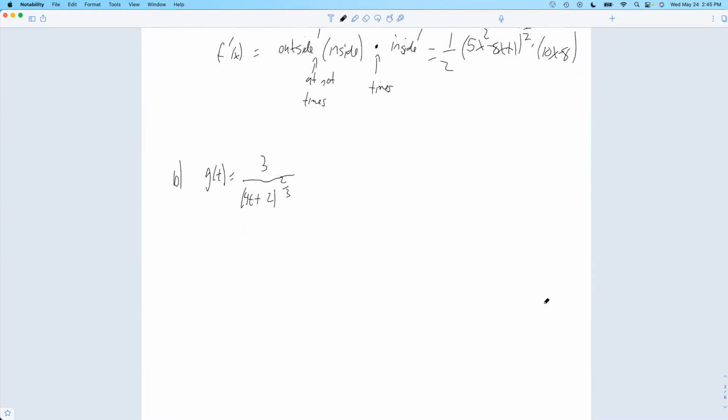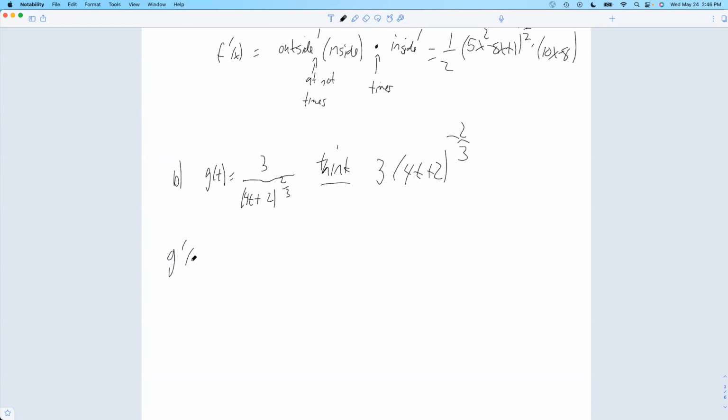Okay, let's do one more in this video. I could do this problem using quotient rule, but I'm going to have to use chain rule at some point anyways. So I think it's much easier to think about this guy using negative exponents. Rewrite this as 3 times 4t plus 2 to the negative 2/3 power. So I brought this whole denominator up and made the exponent negative. It's just rules of exponents.